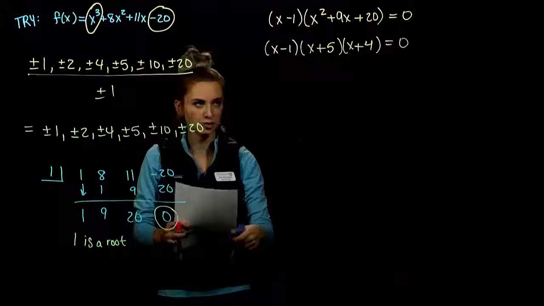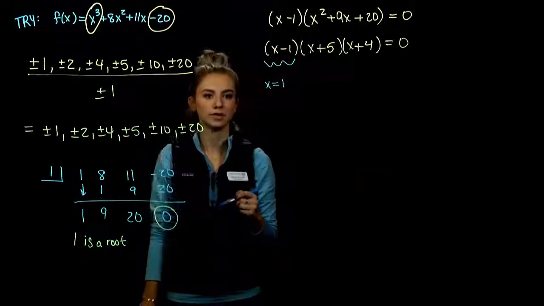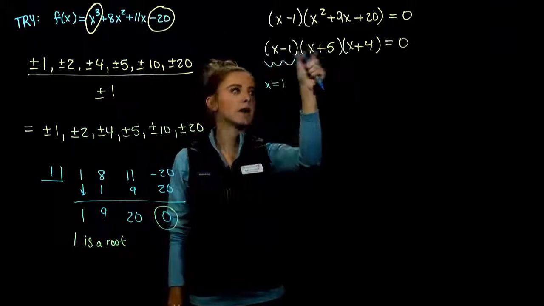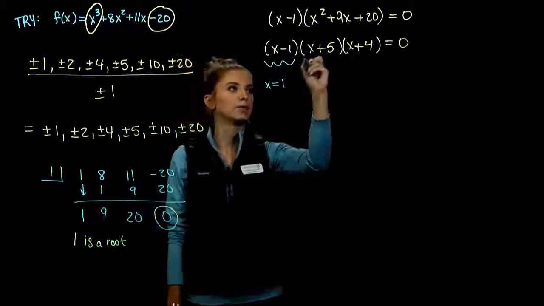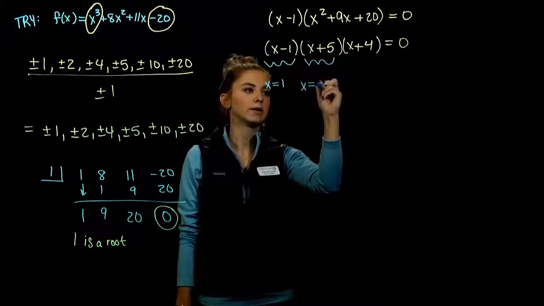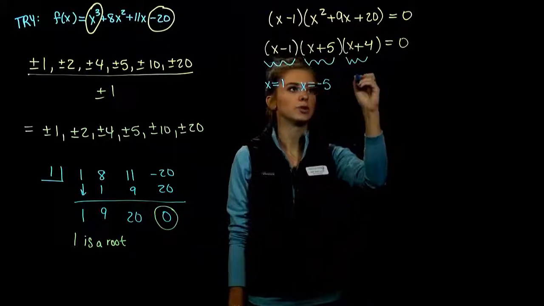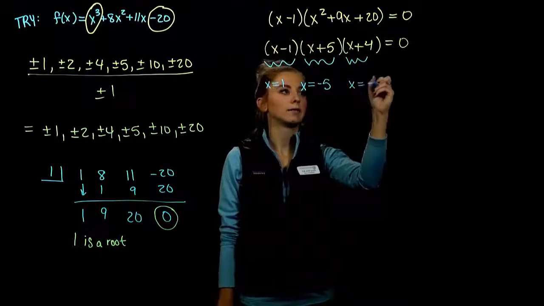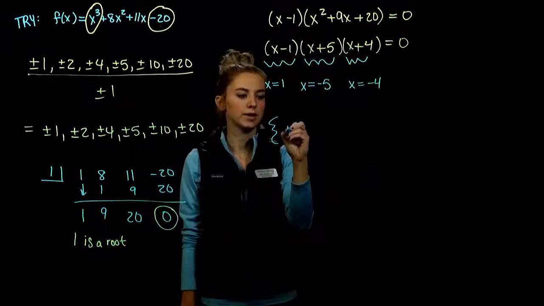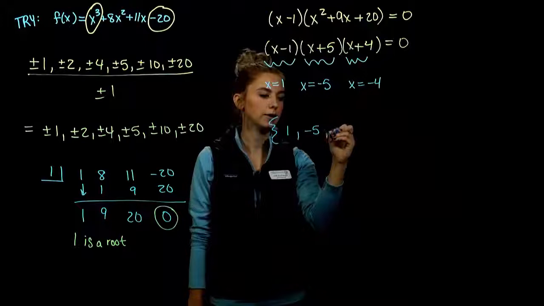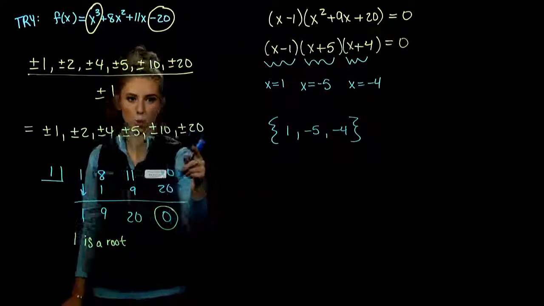So we know from the first piece, again, that we had a root of 1, just to verify. If I take that piece and set it equal to 0, my x value needs to be 1. From the second chunk, my x value there is negative 5. That's our second rational root. And the last one is at negative 4. So all of our rational roots of this guy, we had 3 out of our possible, I don't even remember how many, 2, 4, 6, 8, 10, 12.